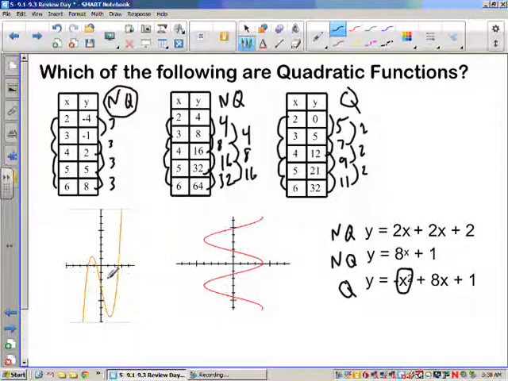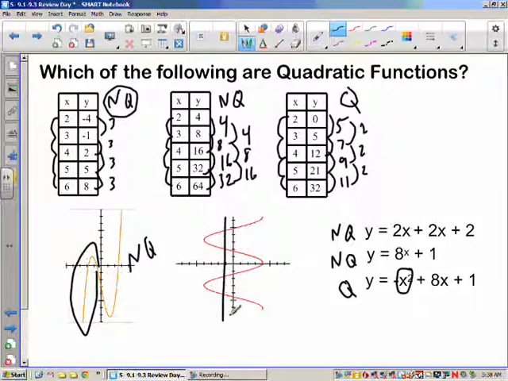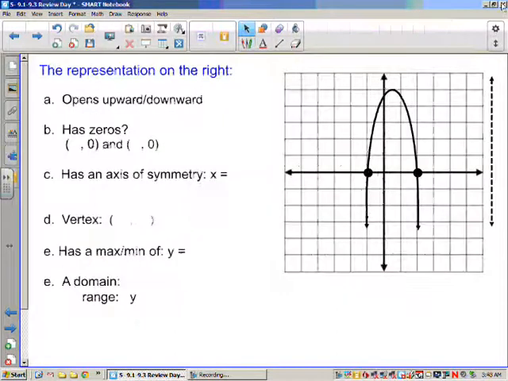I look through the graphs here. The shape is supposed to look like a U or an upside down U, and this has a little more stuff going on. This one's not quadratic. This one is not even a function because it doesn't pass the vertical line test. It's not quadratic either. Now we look at the graph here.